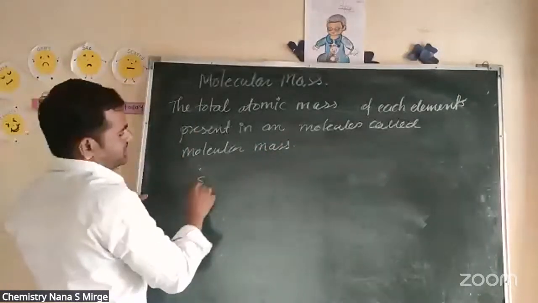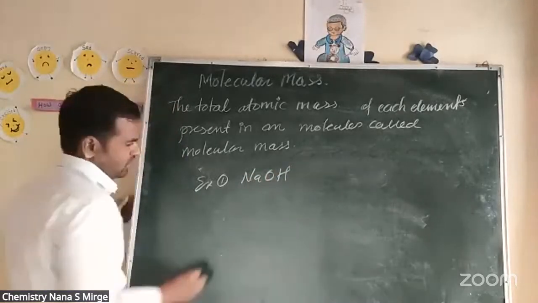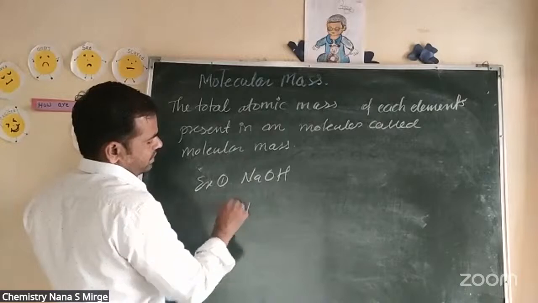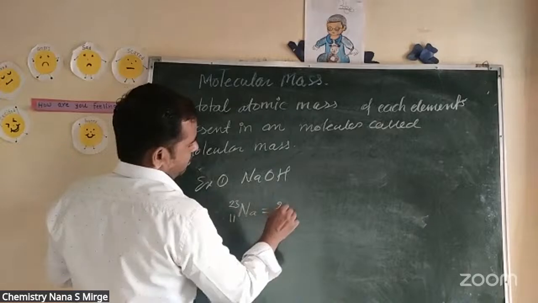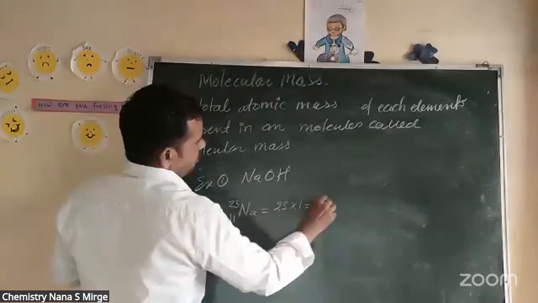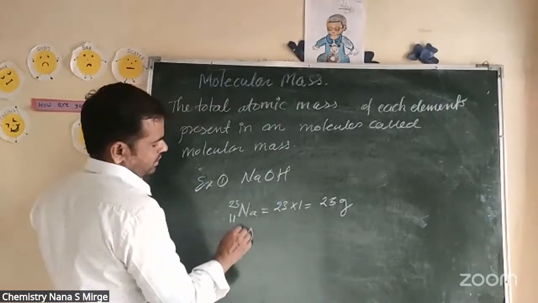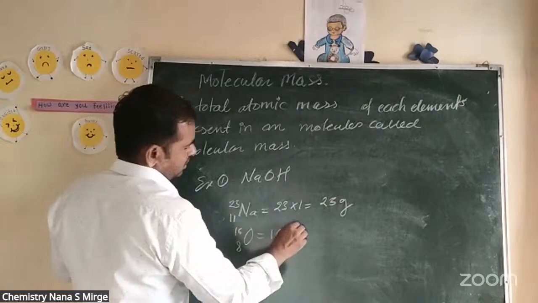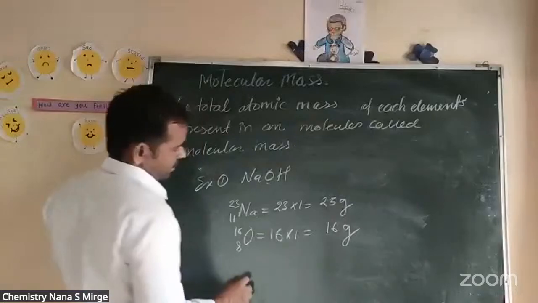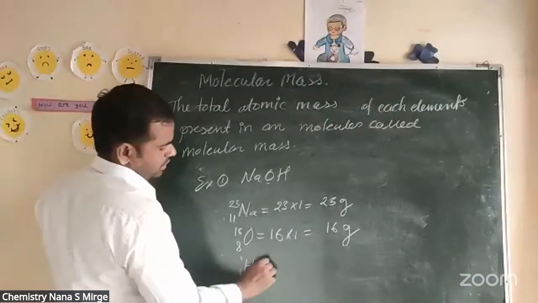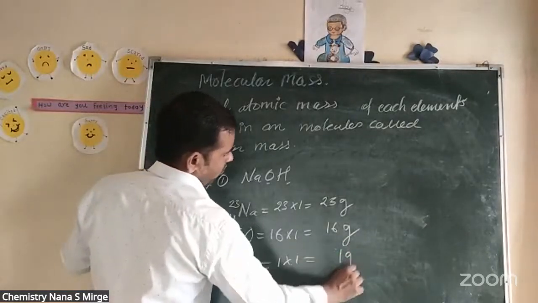For example, take NaOH, sodium hydroxide. The atomic mass of sodium is 23. How many sodium atoms are present? 23 into 1 is equal to 23 gram. Then the atomic mass of oxygen is 16. How many oxygen atoms are present? Only one, so 16 gram. Then the next element is hydrogen. How many hydrogen atoms are present? 1 hydrogen, so it has 1 gram.